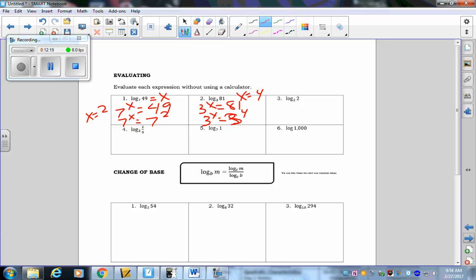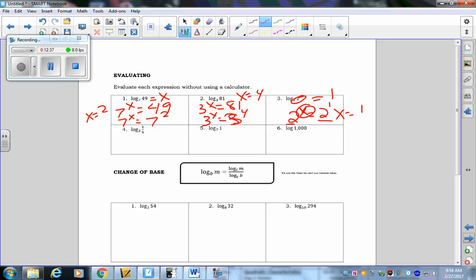Log base 2 of 2, here's that magical combination. It's going to equal 1. Let's take a look at why. 2 to something equals 2. Well, this is why this works out, because for something to a power to equal itself, that power has to be 1. Okay? 2 to the x is equal to 2 to the 1st.